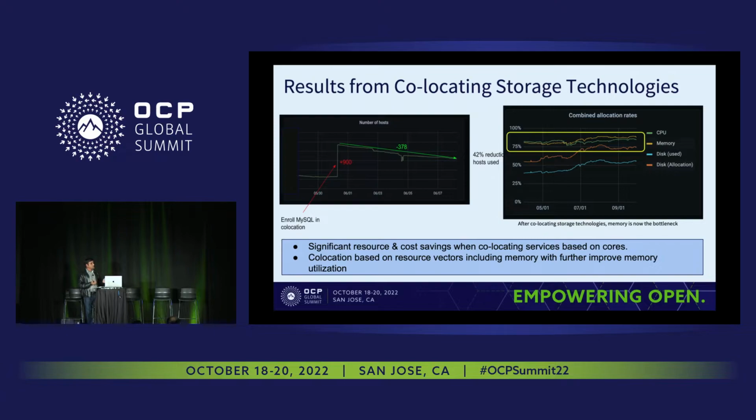So these are some results from one of the use cases of co-locating two storage technologies together. When MySQL was enrolled in DocStore as co-located, we saw a reduction of 42% in hosts in one of the clusters. And after co-locating these storage technologies, we saw that the memory bottleneck takes over the CPU bottleneck, which is shown on the chart on the left. So hence it is important to collocate services based on memory to further improve the memory utilization rates that is becoming a bottleneck now.